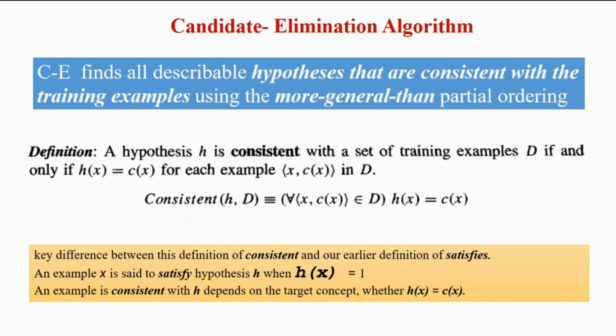The key difference between the definitions of consistent and satisfies: an example x is said to satisfy the hypothesis h whenever it results in 1. Whereas the hypothesis h is said to be consistent depending on the target concept, if it satisfies the target concept c(x).